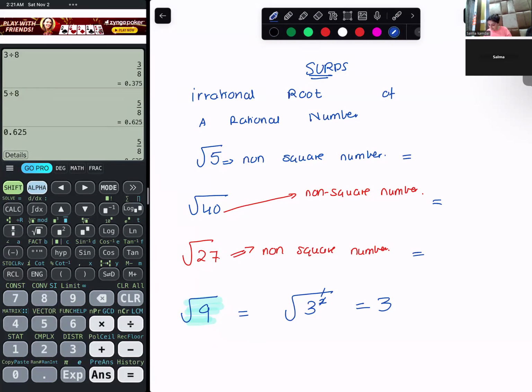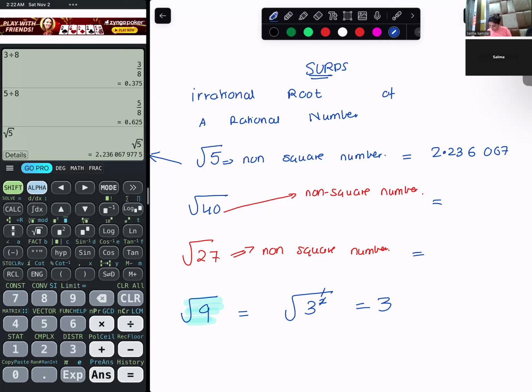Okay, if I say root of 5, you can see the calculator. What is this equal to? It is equal to 2.236067. So this is continuing. The decimals are not stopping. There is no pattern of decimal, it is a surd.